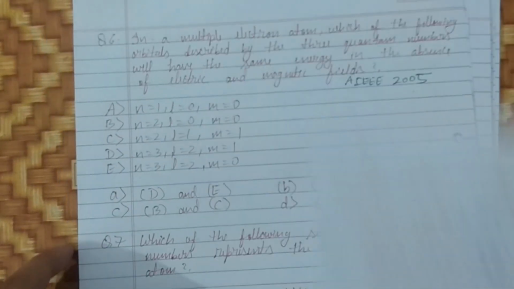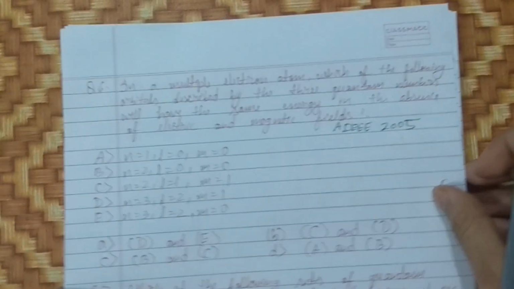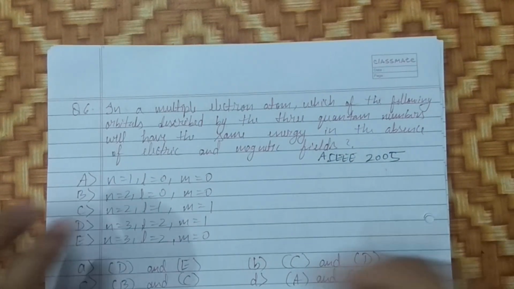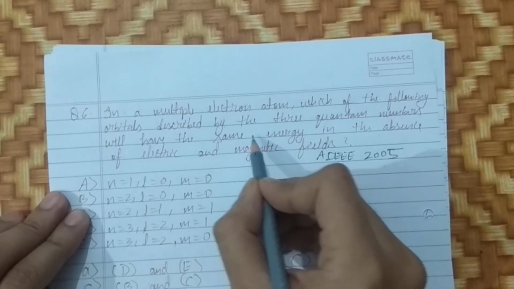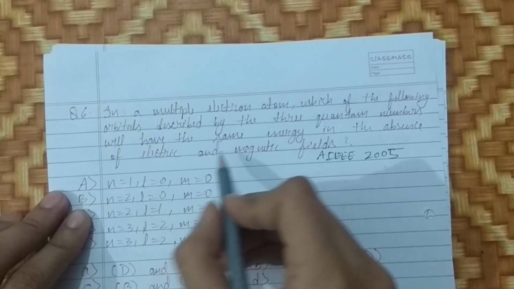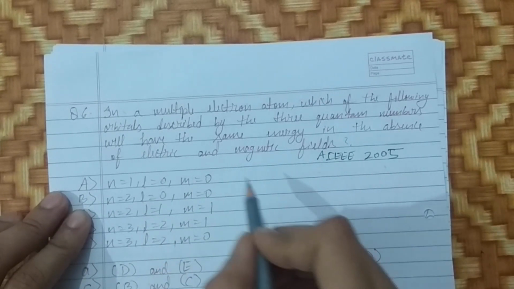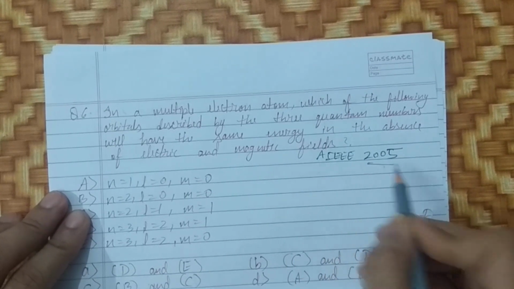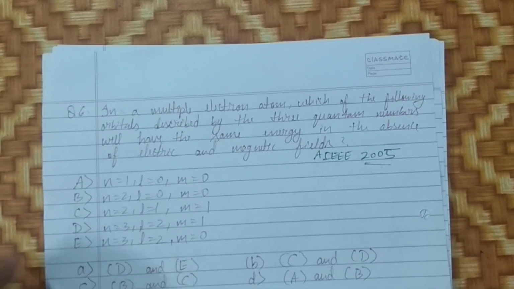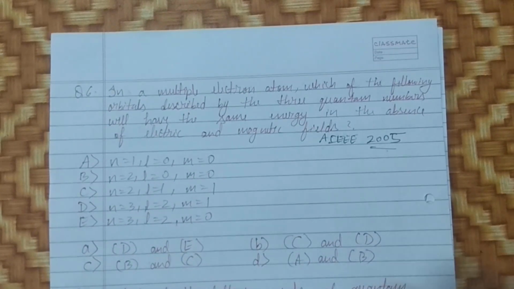So let's move to the next question again. It is question 6. In a multiple electron atom, which of the following orbitals described by the 3 quantum numbers will have the same energy in the absence of electric and magnetic fields? This question was asked in AIEEE 2005. So they are asking which of them will have the same energy.